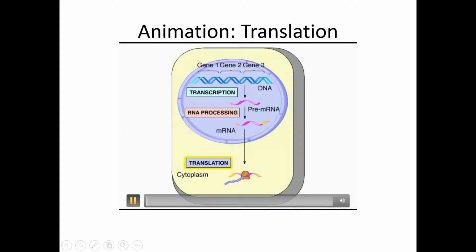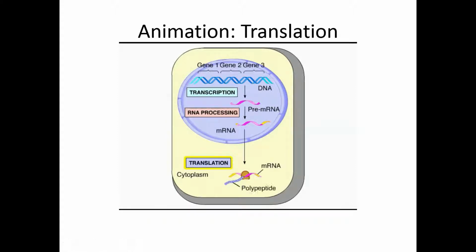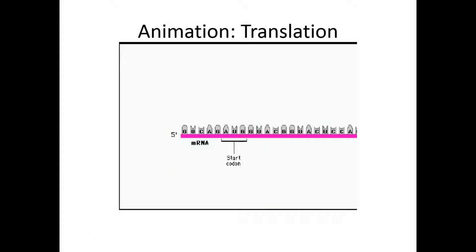In translation, a cell reads an mRNA message and assembles a polypeptide accordingly. We can divide translation, the process of building a polypeptide, into three stages: initiation, elongation, and termination.